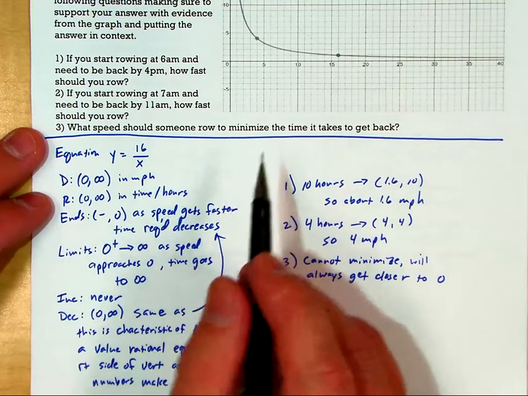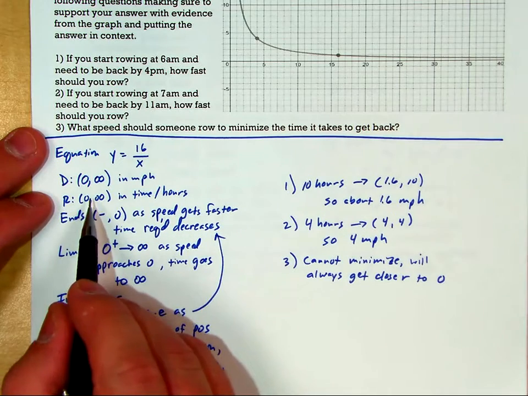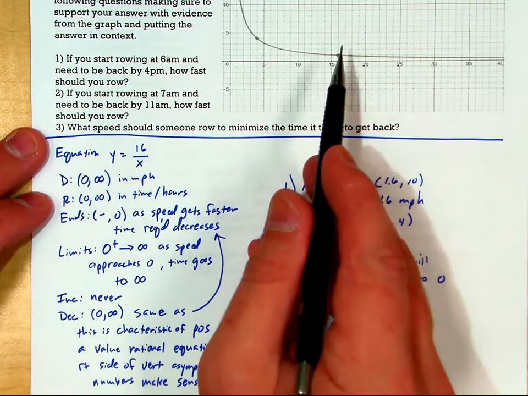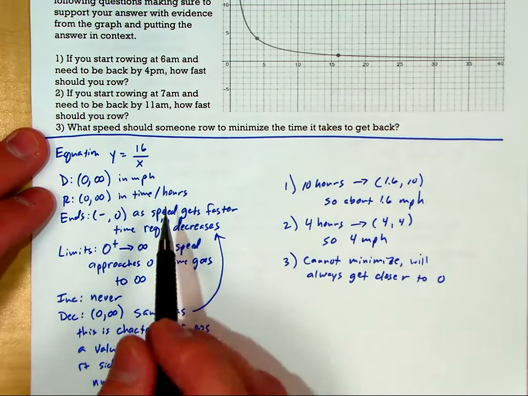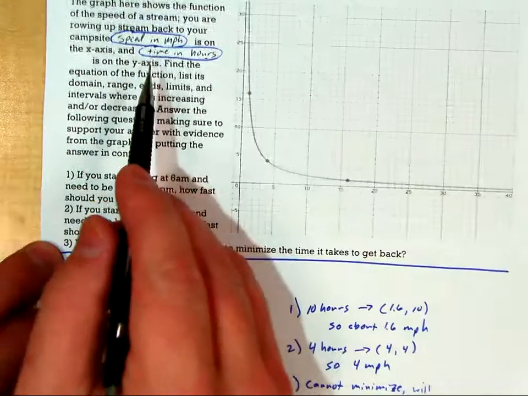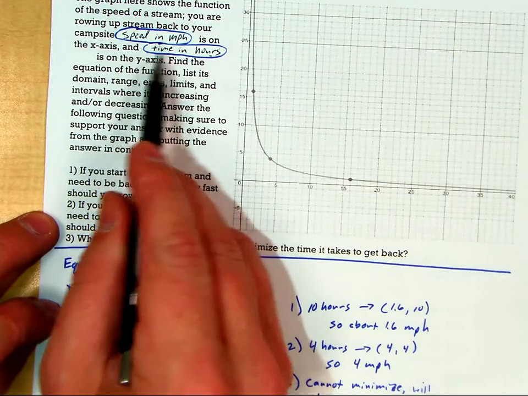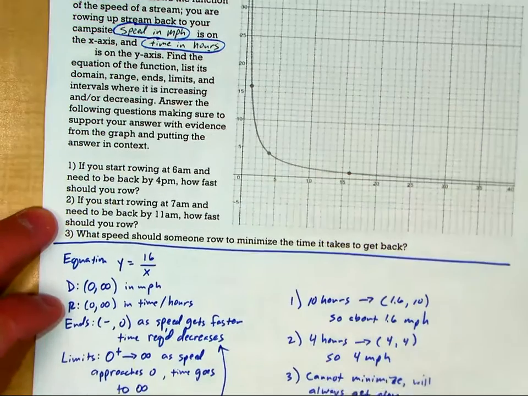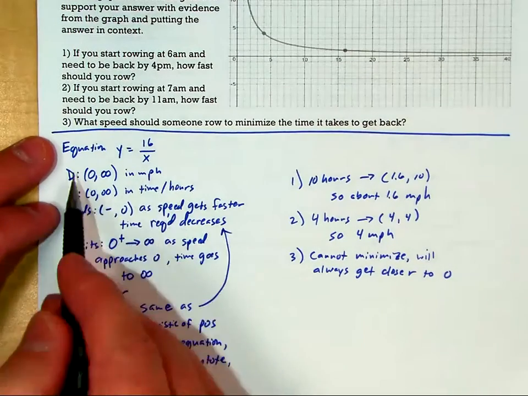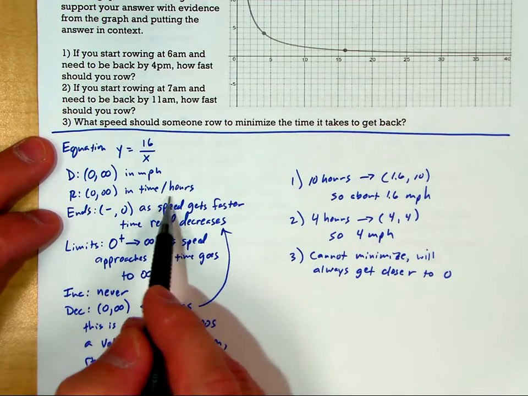Just like all the other ones we did in class, the domain and the range are both 0 to infinity because it's a real life problem. It always lives in quadrant 1. But we need to put that in some context. So in this case, I changed the verbiage up here to make it make a little more sense for the students. On the x-axis, the domain is in miles per hour. The range is in time or hours.